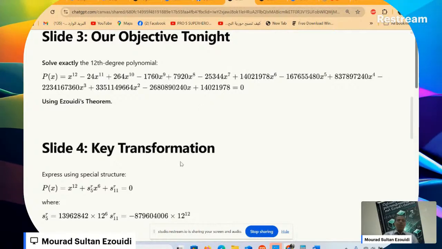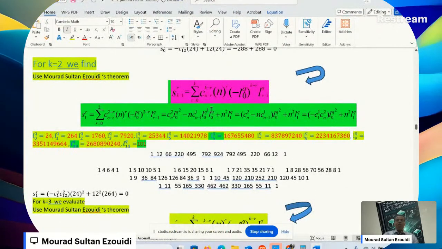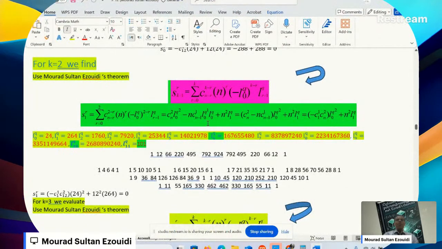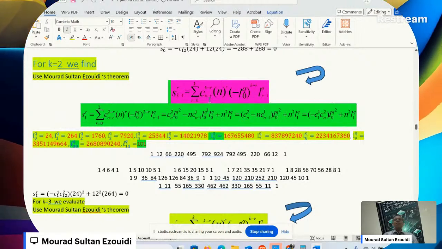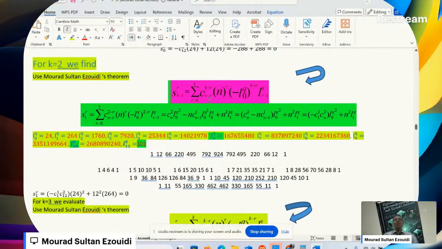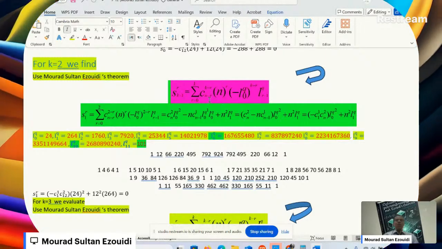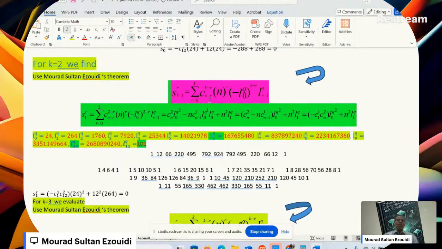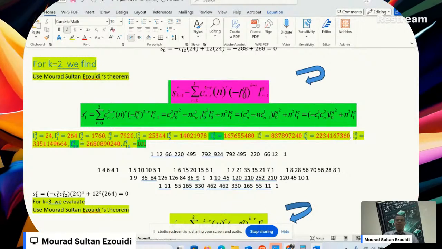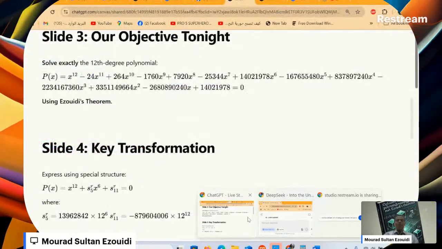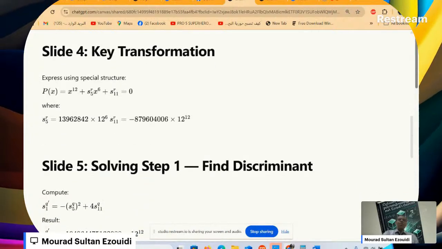Key transformation: here I will use my theorem to calculate S subscript k minus 1. You should use the theorem of Murad Sultan Ezouidi and set k equal 0, then k equal 1, then k equal 2, up to 12. If you apply this theorem and make your own calculation, you will come to this result, which is expressed using a special structure.